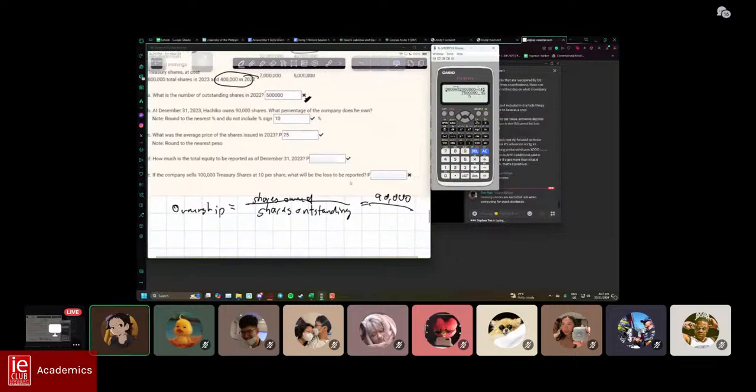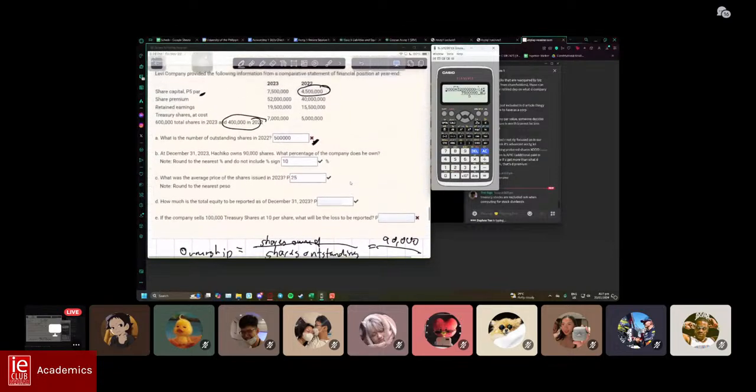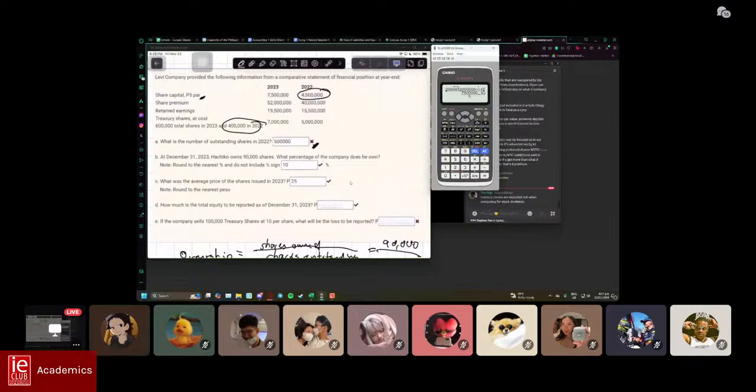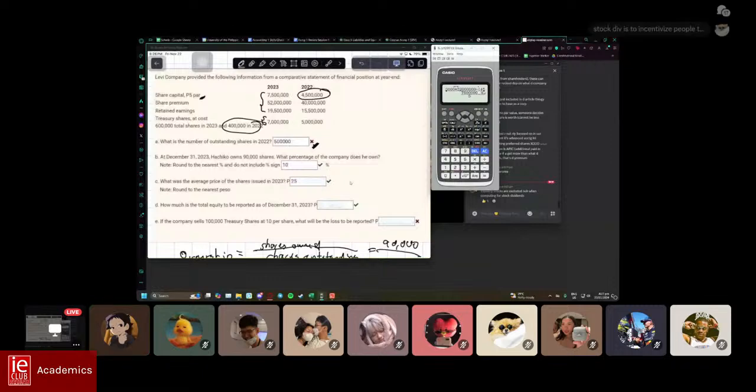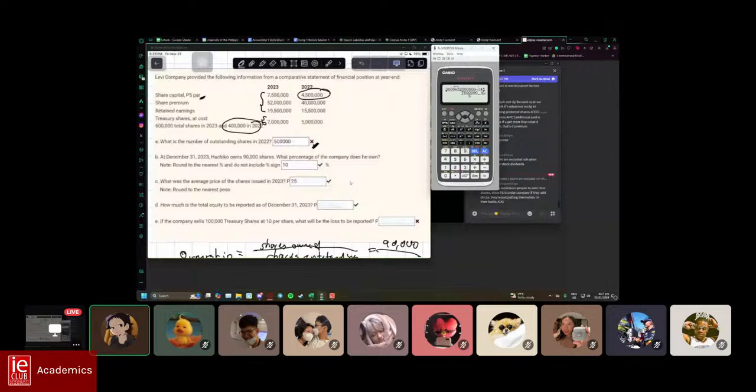How much is the total equity to be reported as of December 31, 2023? So we're just going to add the share capital, the share premium, and the retained earnings. But we have to subtract the treasury shares because the treasury shares are a contra equity. When treasury shares are bought back, the accounts moved are just cash and treasury shares, so we have to account for the offset. If we don't subtract the amount stored in treasury shares, it won't be representative of how much money people have in the company, which is basically what equity is.